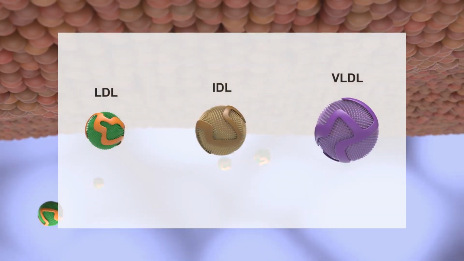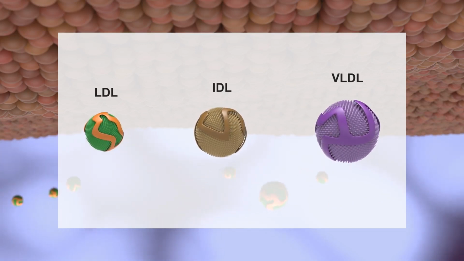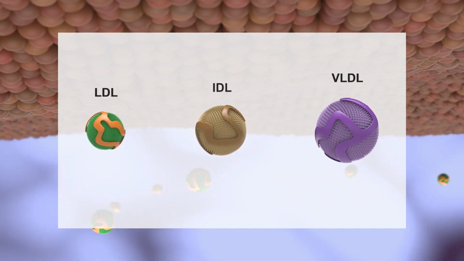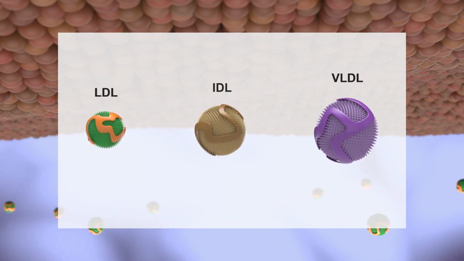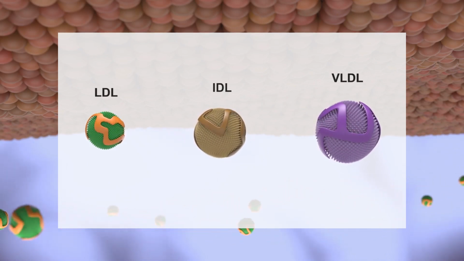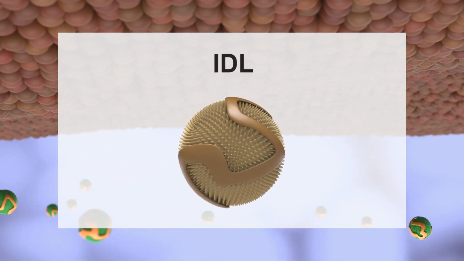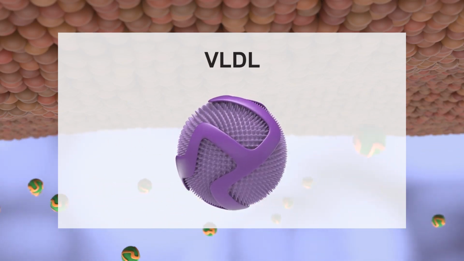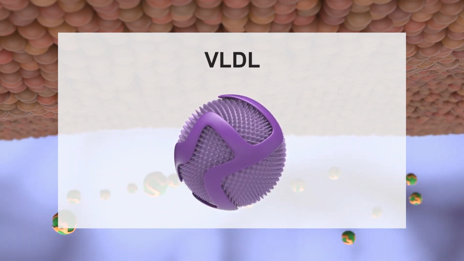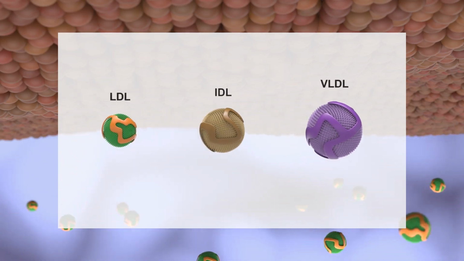The body generates and utilizes varying sizes and densities of lipoproteins. Less dense lipoproteins, like LDL, are atherogenic, but increasing evidence supports that triglyceride-rich lipoproteins, such as intermediate density lipoprotein, or IDL, and very large low-density lipoprotein, or VLDL, may also be strongly associated with atherosclerotic risk.